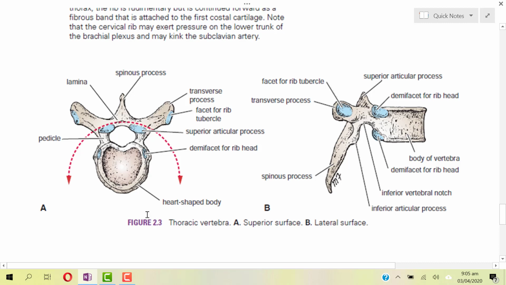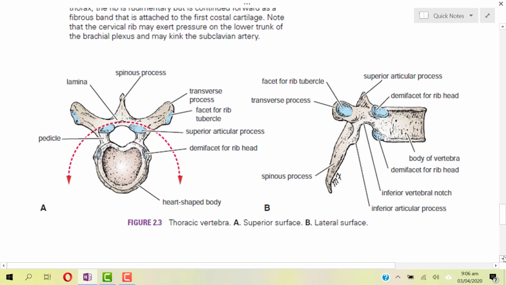How will you differentiate between the thoracic vertebra and other vertebrae, for example cervical or lumbar? Number 1, the body will be heart-shaped in the thoracic vertebra. Number 2, there will be costal facets, which are present only in the thoracic vertebra. They are not present in cervical or lumbar, because ribs are present only in the thoracic region and ribs articulate with these facets.